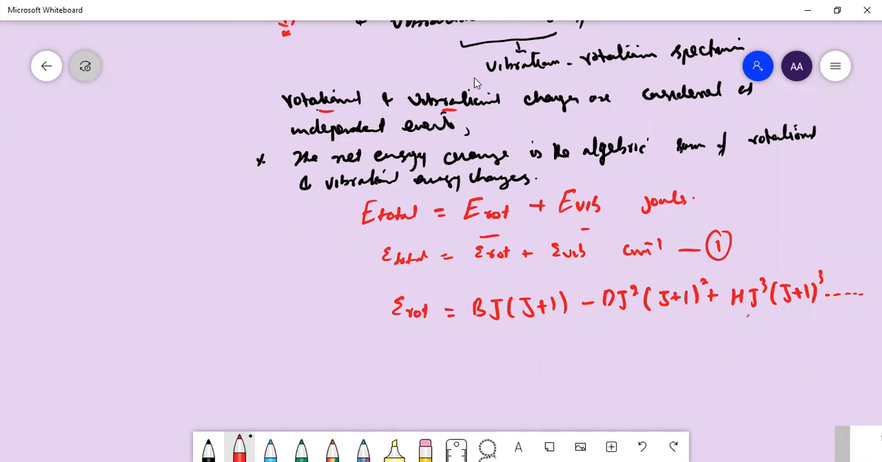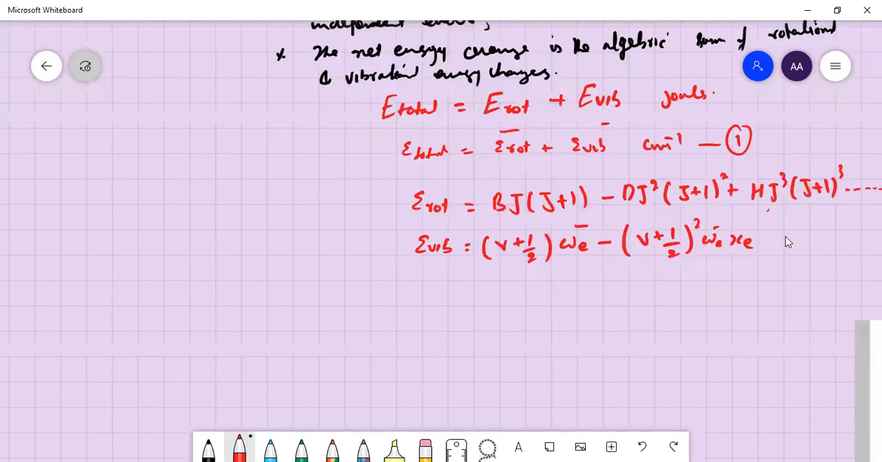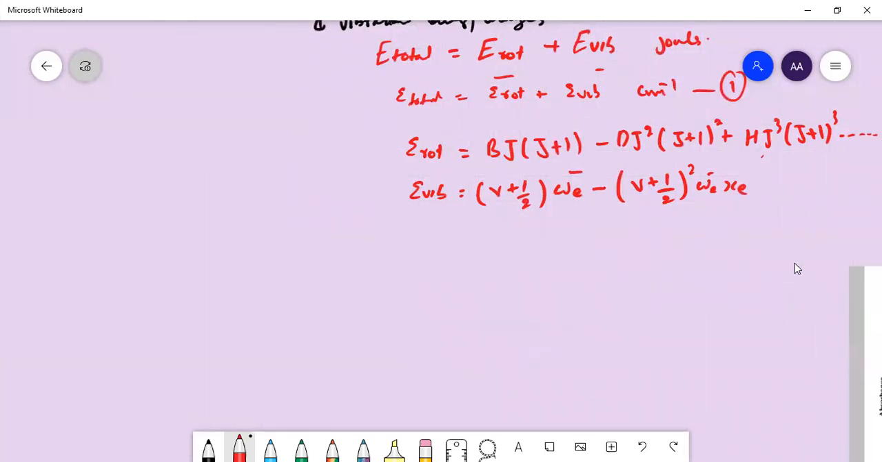Similarly, in our last lecture, we got the equation for the energy of a vibrating molecule, that is epsilon, or E vibration, which is equal to (V + 1/2) ω̄e minus (V + 1/2)² ω̄e xe. So I have two equations. One is the energy equation for the rotating diatomic molecule, and another is the equation for a vibrating diatomic molecule.